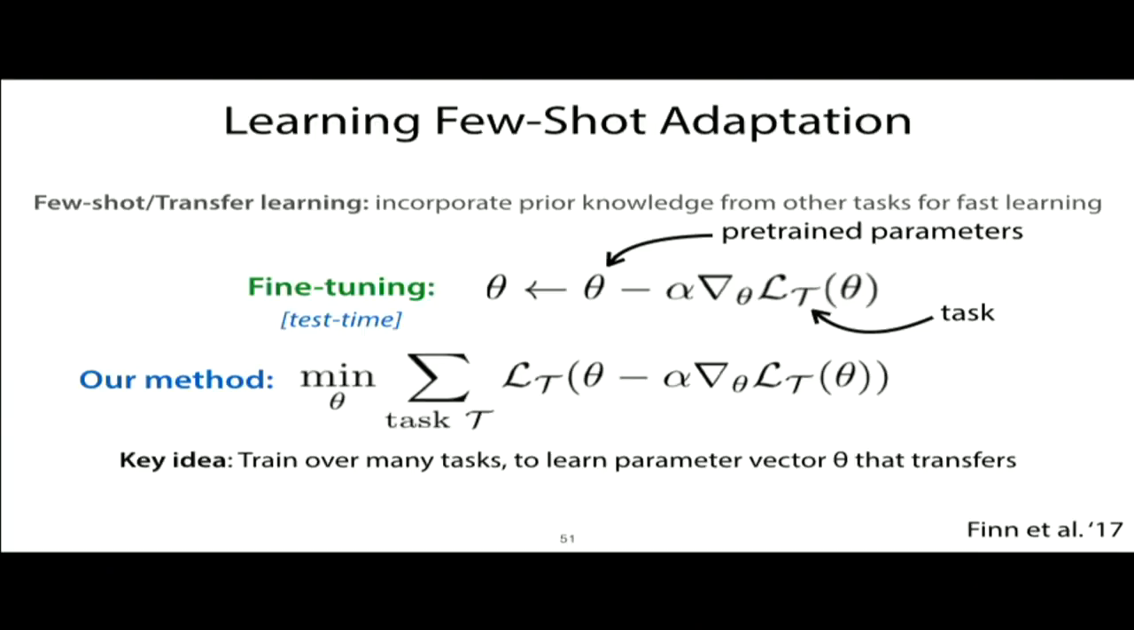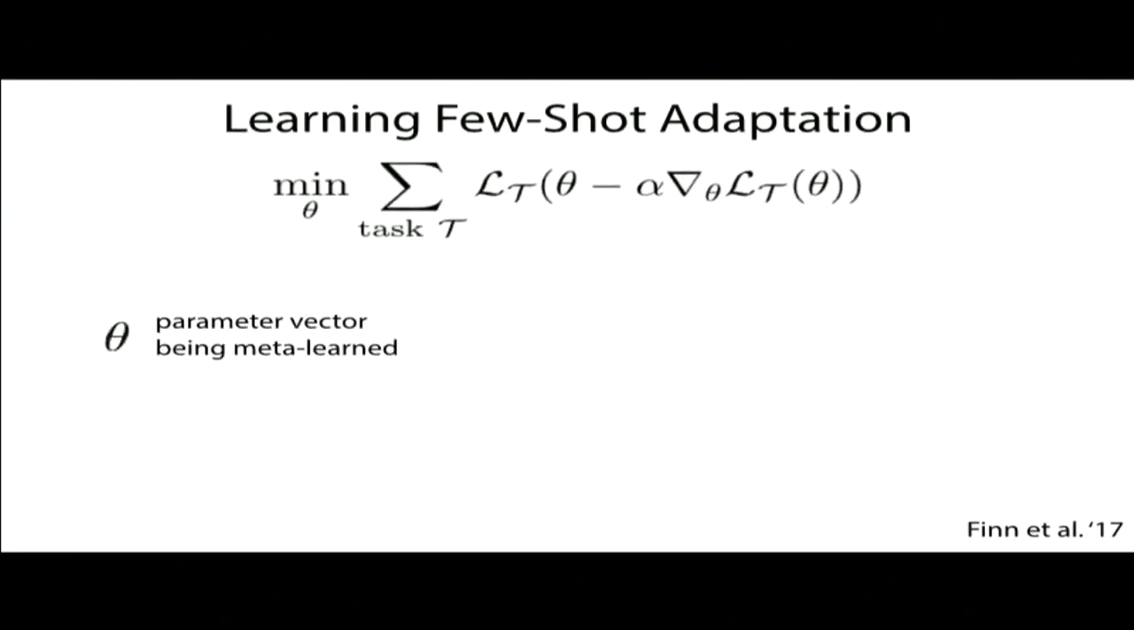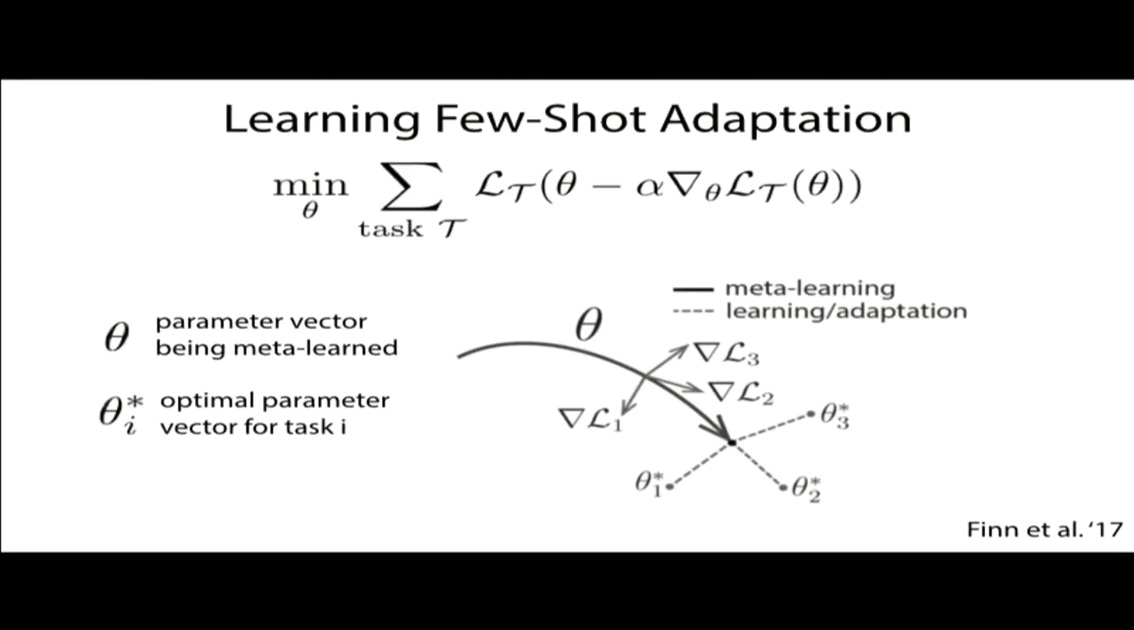And so the key idea is to train over many tasks to learn a parameter vector theta that transfers well. So here's our equation. Pictorially, theta is the parameter vector that's being meta-learned. Theta star is the optimal parameter vector for task i. And during meta-learning, we're learning this representation theta. When we're here during meta-learning, if we take a gradient step with respect to task 3, we're quite far from the optimum. But at the end of meta-learning, when we take a gradient step with respect to each task, we're quite close to where we want to be. And this is called model-agnostic meta-learning.